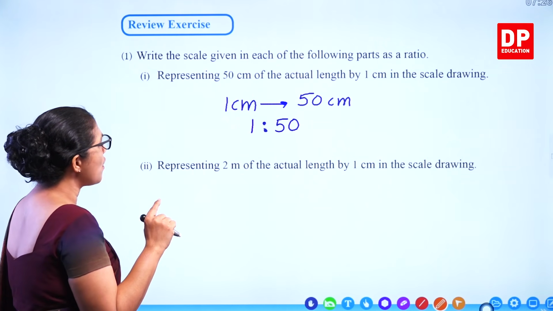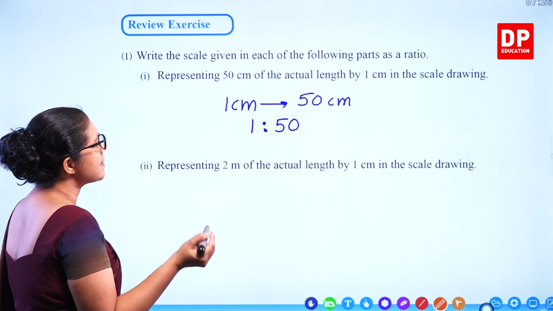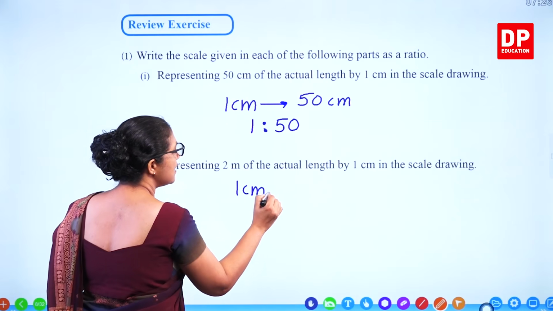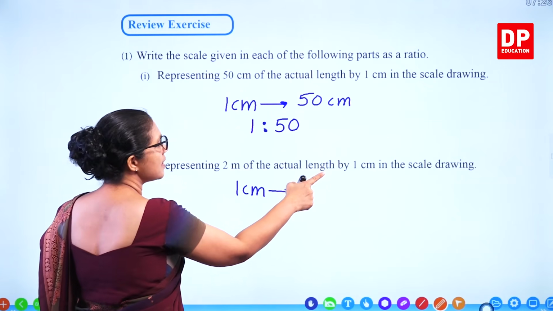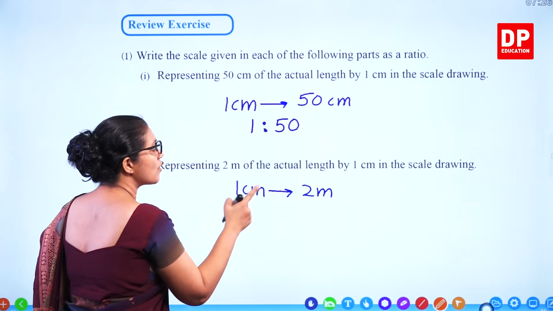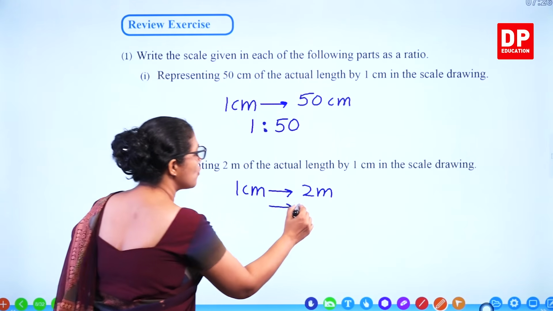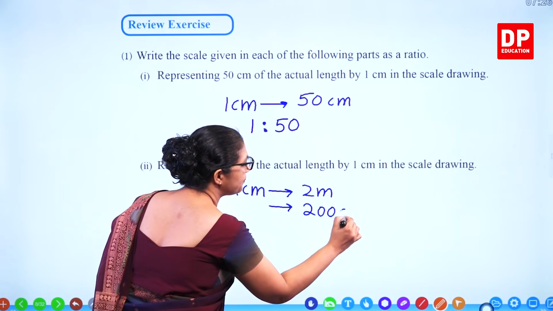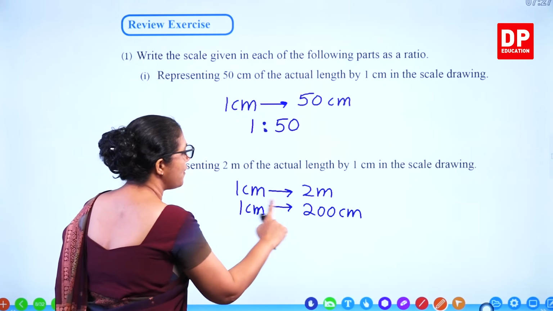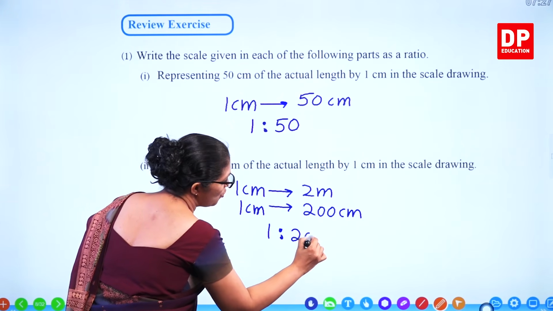Representing 2 meters of the actual length by 1 centimeter in the scale drawing. So 1 centimeter represents 2 meters of the actual. So convert to centimeters, that means multiply by 100. So 200 centimeters is 1 centimeter here. So what's the scale? 1 to 200.